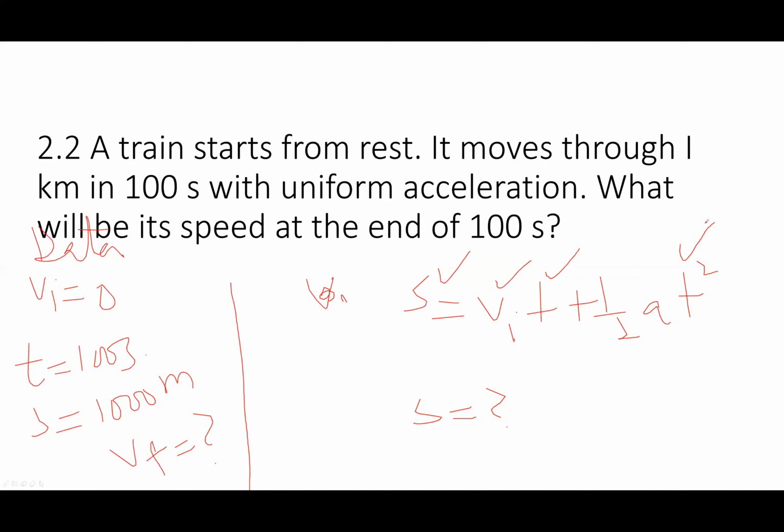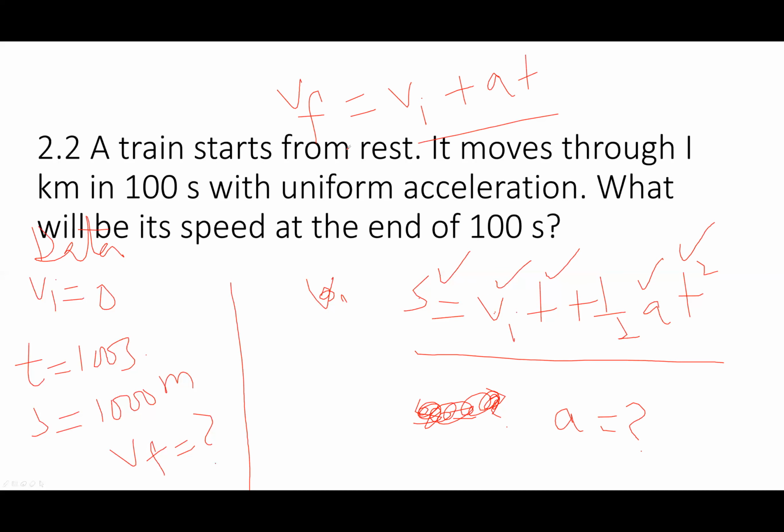The train starts from rest, it moves 1 kilometer in 100 seconds with uniform acceleration. What will be its speed at the end of 100 seconds? The best option is that you use this equation to find the acceleration, because distance and vi are given. When you get the value of acceleration, you will use the first equation of motion for the final velocity: v is equal to vi plus at.